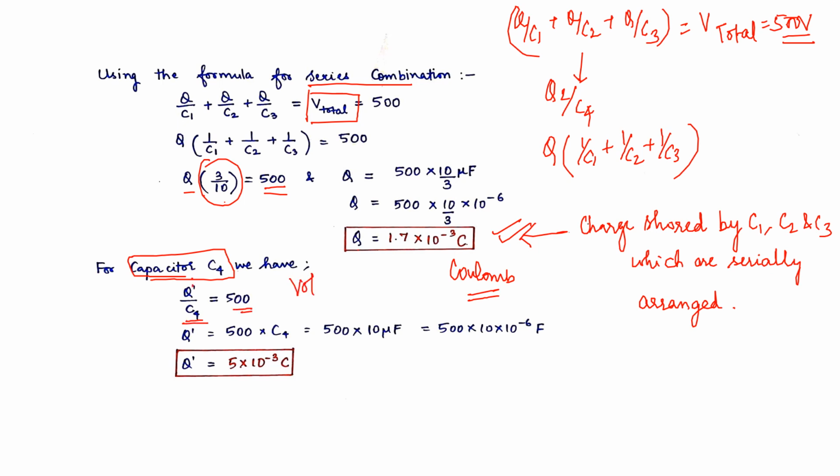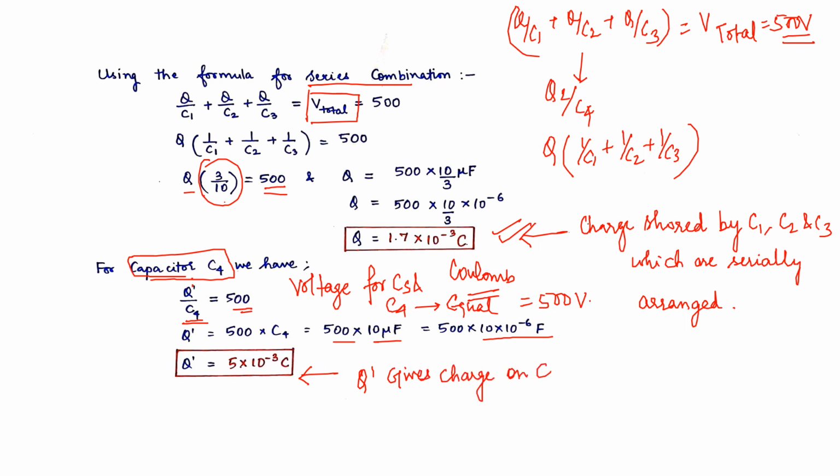so Q dash upon C4 equals 500. The voltage will be the same as for CS, that is equal to 500 V. Cross multiplying again to get the charge on C4, 500 into 10 microfarad converted into farad, and hence we get Q dash, the charge on capacitor 4, which is arranged parallel to CS.